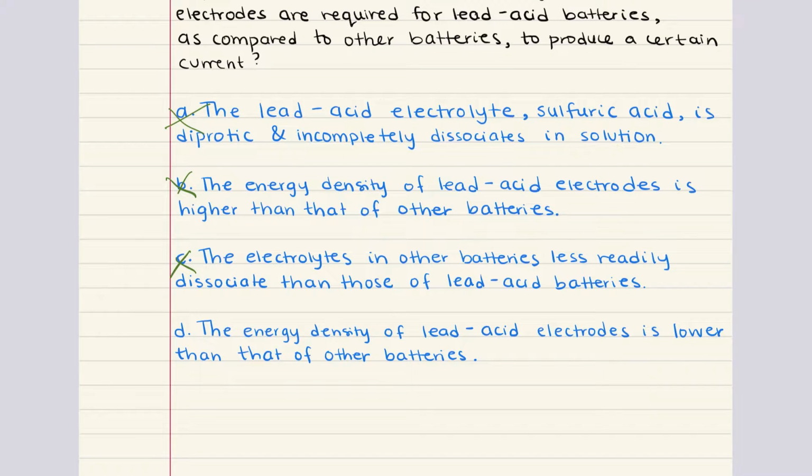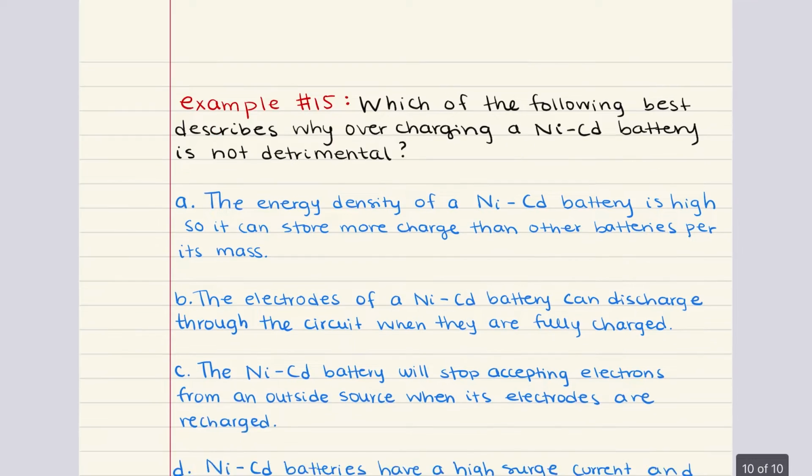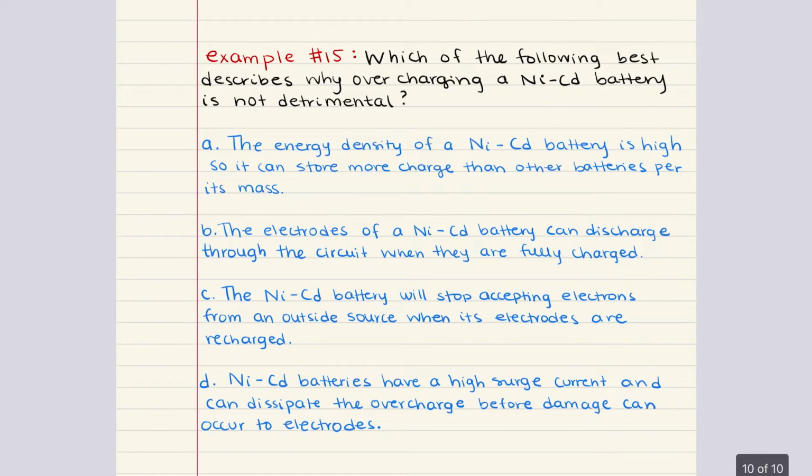D says that the energy density of lead-acid electrodes is lower than that of other batteries. This is the correct explanation. The lower energy density of lead-acid batteries means they need more material to store the same amount of energy, and so they require a larger mass of electrodes. The correct answer for problem 14 is answer choice D. And with that, we can move into our last and final problem, problem 15.